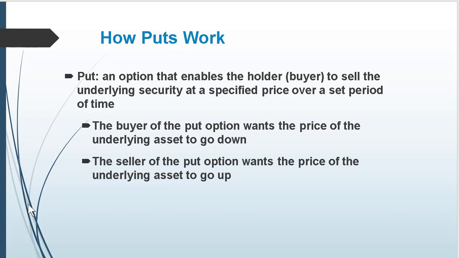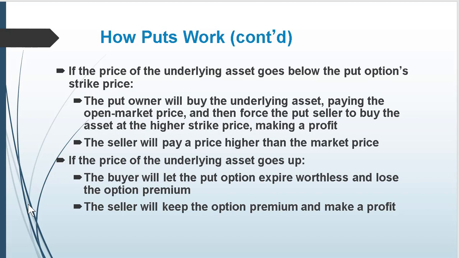So how do puts work? They work the exact opposite. The buyer of a put wants the price to go down. The seller expects the price to go up. So if the underlying price goes below the put option strike price, the put owner is immediately going to go out and buy the underlying asset. They'll pay the market price. That will then force the put seller to buy the asset at the higher strike price. So they have the right to sell it.